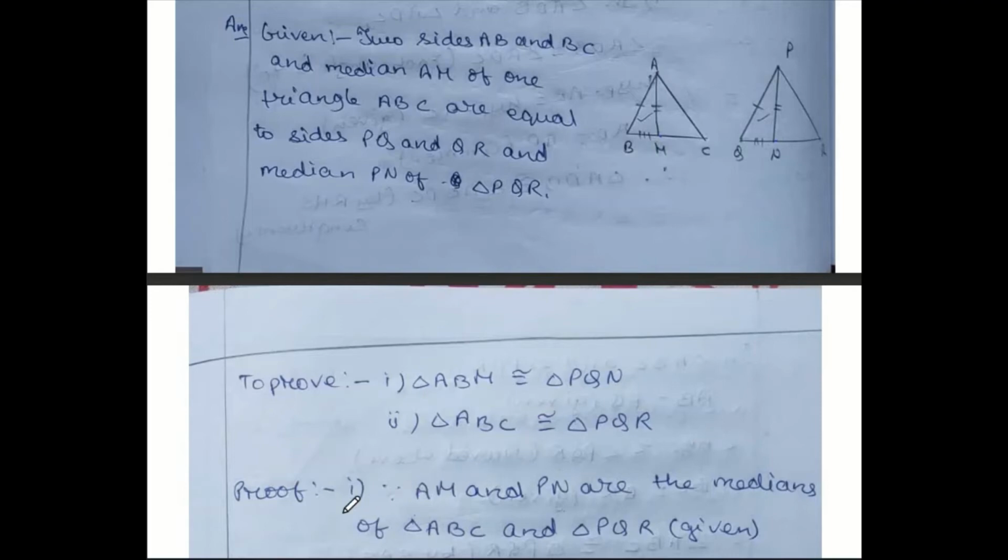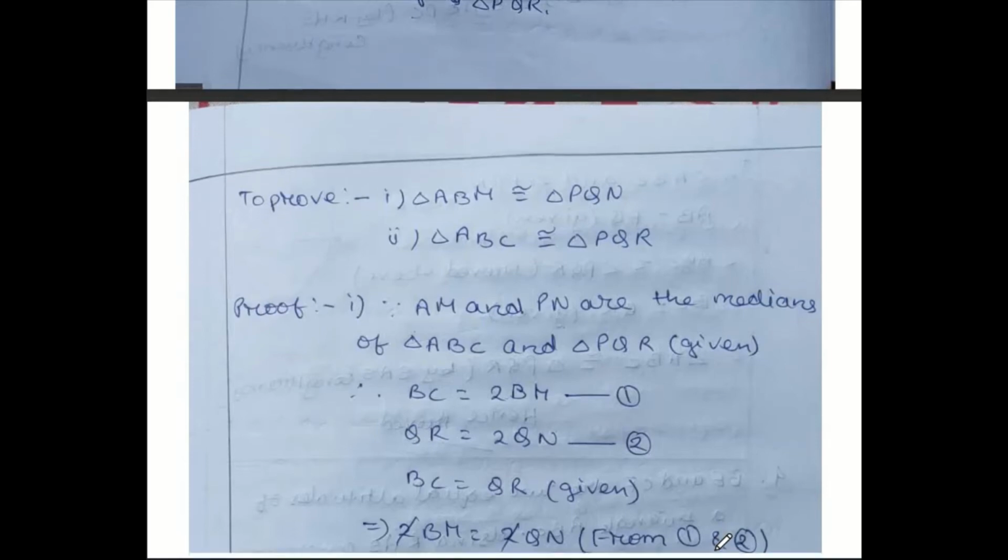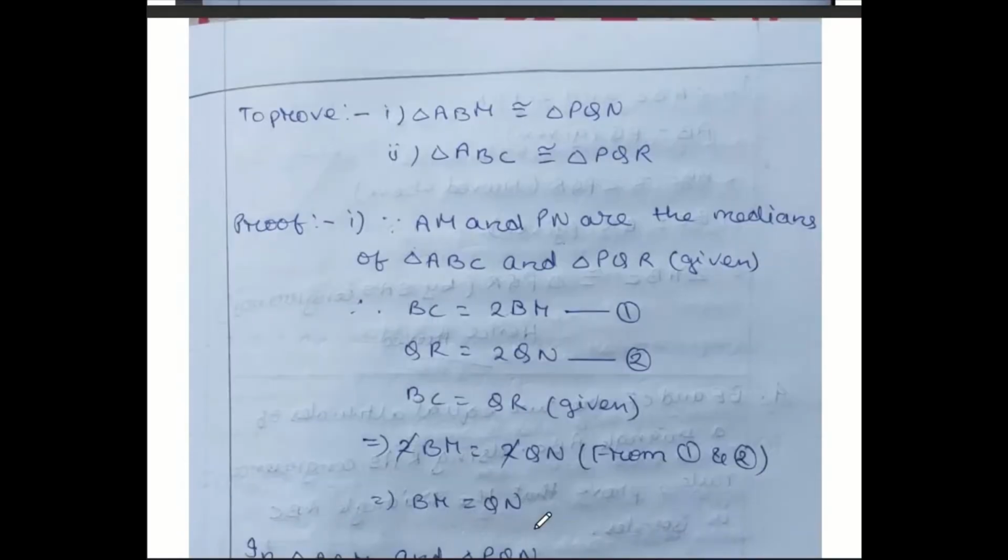To start proving the first one, first think about the median. Since AM and PN both are the medians of triangle ABC and triangle PQR, which is given, M is the midpoint definitely. Then I should write BC will be double of BM, because both are halves because of the midpoint. So we can write BC equals double of BM, and here QR equals double of QN. Condition 1 and condition 2. Now already in the question BC equals QR is given. BC you can replace by double of BM, QR you can replace by double of QN. 2 cancels from condition 1 and 2. So we are getting BM equals QN.